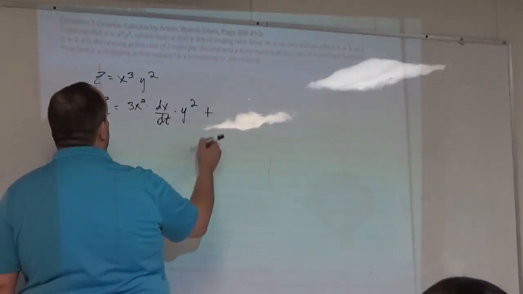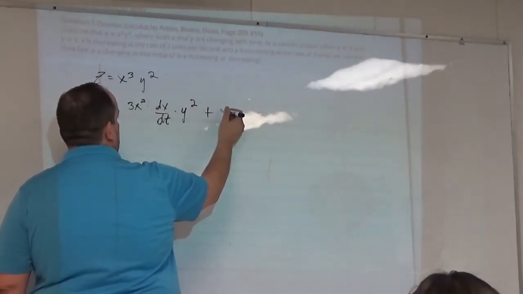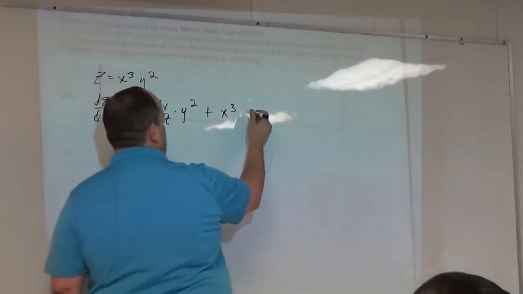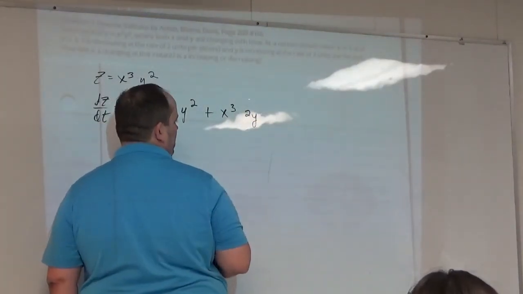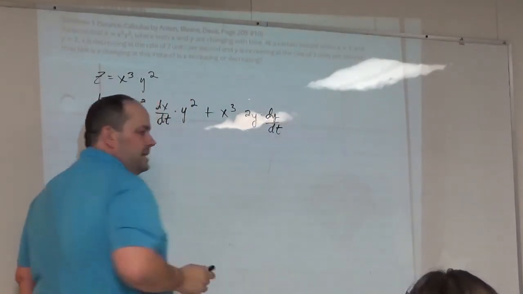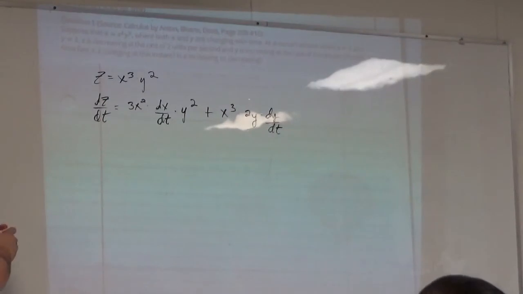Plus, now what? x cubed. X cubed, leave that first one alone, times the derivative of y squared, which is 2y. 2y times dy dt. Getting the derivative, you're off to a good start.